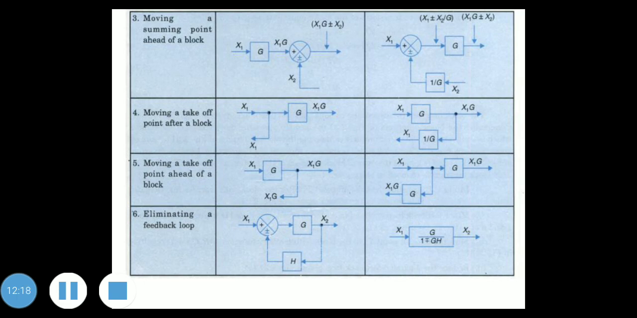Okay. So I request everybody to understand these rules thoroughly. In the next lecture, I'll take 2 more rules and I'll continue with the problem. Okay. So you understand this thoroughly.